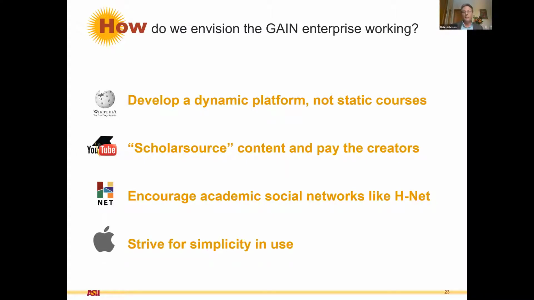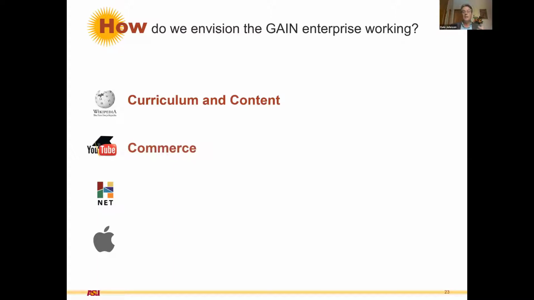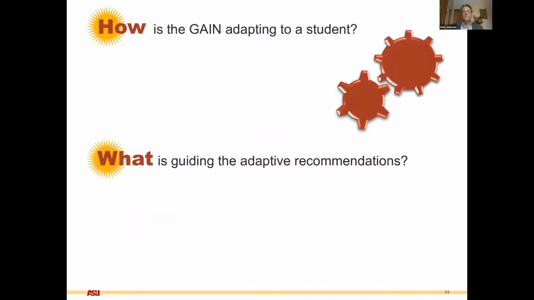And then I use the Apple example as a strive for simplicity. We have to be able to do this without a lot of overhead. If it takes time to explain, it's probably not going to be adopted. So we're looking at curriculum and content, commerce, community, and creativity to organize the Global Adaptive Instructional Network. But what are we talking about here? It's not magic. When we think about adaptivity, there are two things that are adapting to a student: lesson sequence and resource selection. The lesson sequence, I'll talk more about in a minute, and resource selection as well.